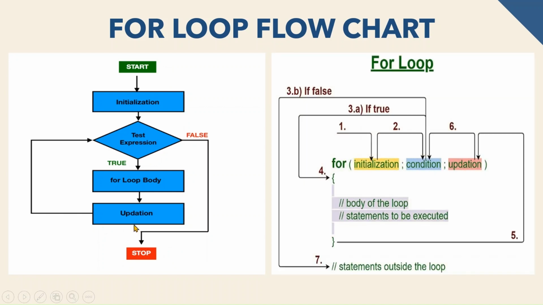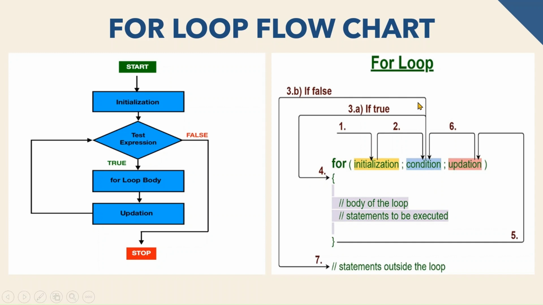Now, based on this flowchart, you can see how the flow goes. As I said, the for loop contains three sections: initialization, condition, and updation. The updation could be incrementation or decrementation. The first step is to initialize a variable. Then the variable is checked with the condition. If the condition is true, you enter the loop, the open brace. Then you execute the body of the loop, and the statements get executed.